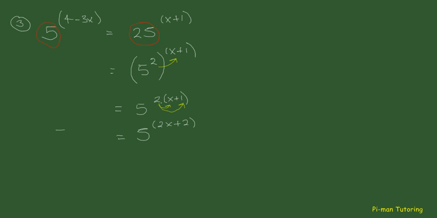Now we have on the left-hand side 5 to the power of 4 minus 3x is equal to 5 to the power of 2x plus 2. Now we can simply equate the two exponents. So 4 minus 3x must be the same as 2x plus 2. So we have a simple linear equation to solve. We'll take away 2 from both sides, and we'll add 3x to both sides. We'll end up with 2 is equal to 5x. x is equal to 2 divided by 5.